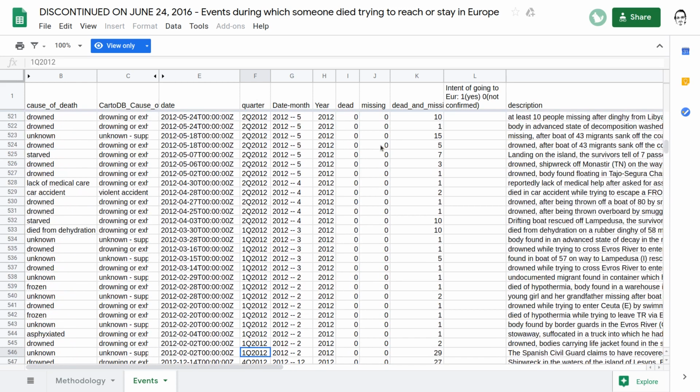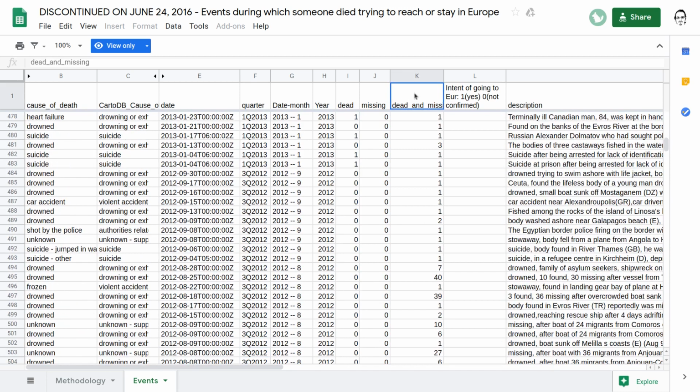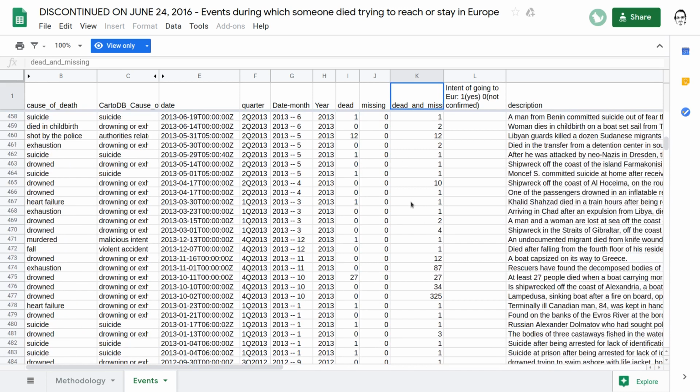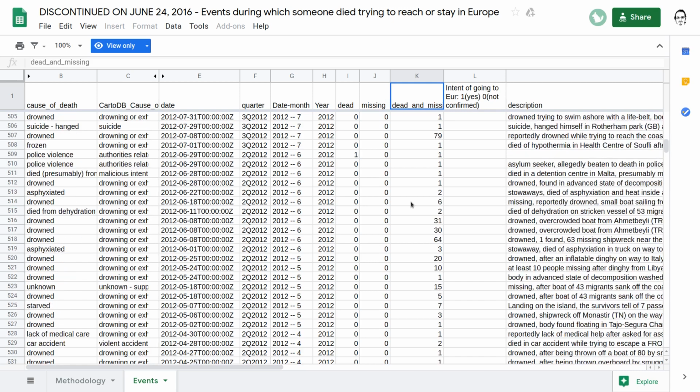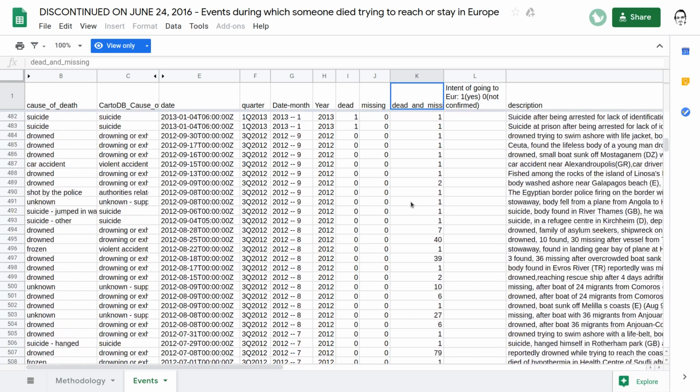What about this one? Dead and missing. Quantitative, exactly. It's a quantity. It's the count of people who went dead or missing.